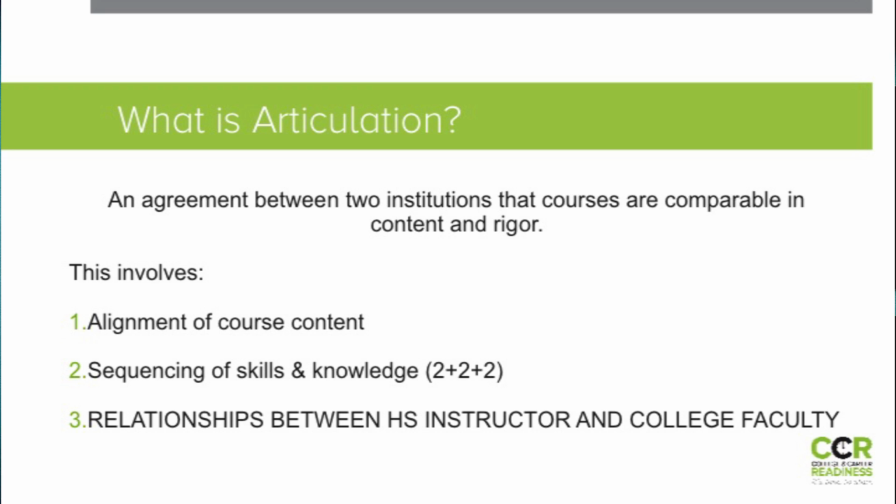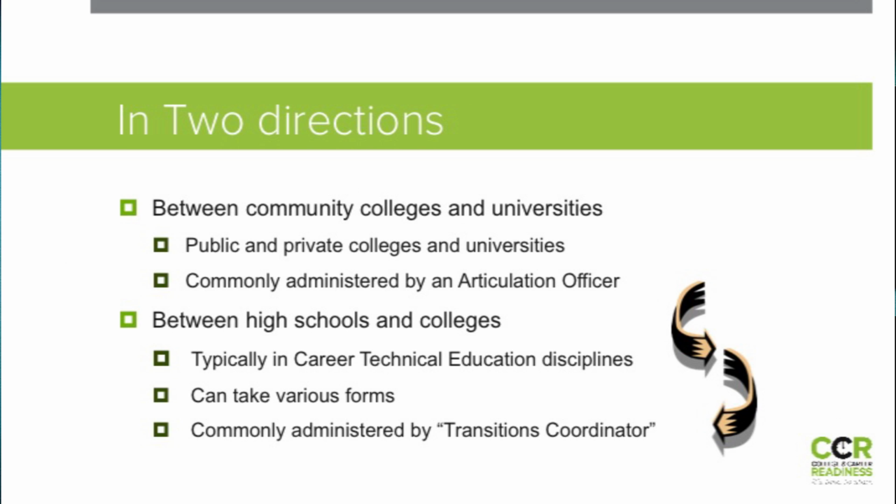And you can see what it involves there: alignment of course content, sequencing of skills and knowledge, but mostly it encourages and requires, frankly, a relationship between the high school instructor and the college faculty to ensure that that alignment continues and is there. Articulation can occur in two directions.